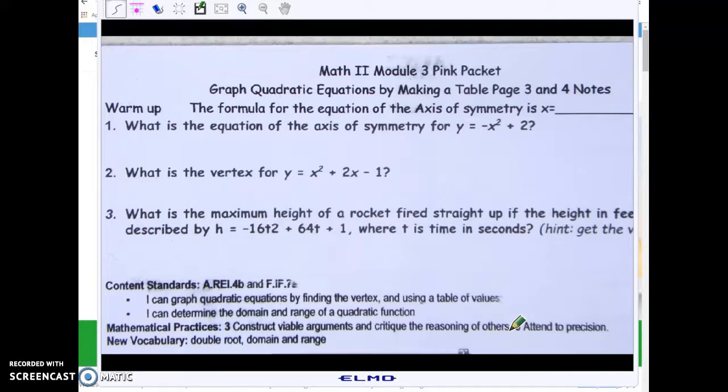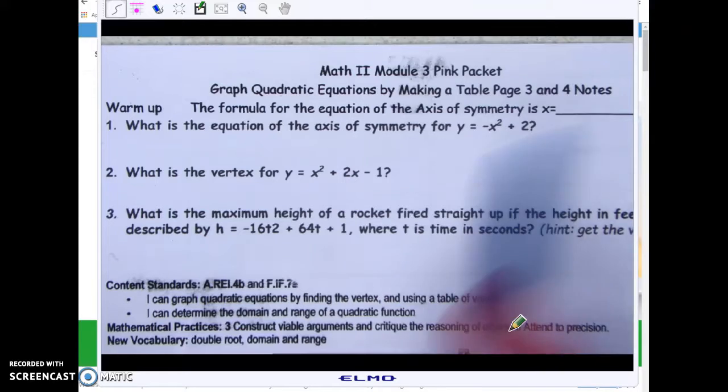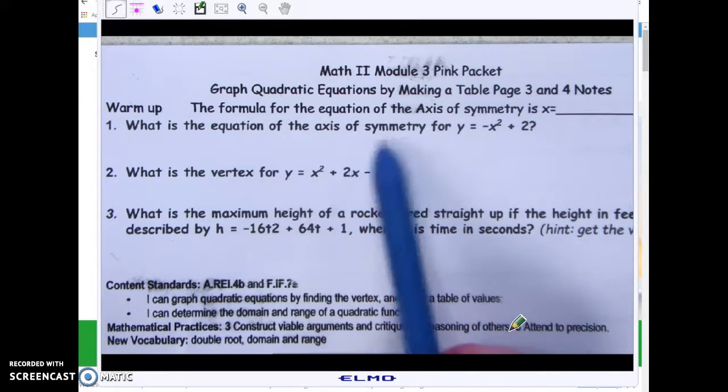Okay, so this is page 3 of the pink packet, and this is notes. The packet itself doesn't have any room for notes, so we made an extra little paper here that we can use for notes. All right, the first part of it is a warm-up, just to remind you of what we did yesterday, getting the axis of symmetry for an equation.